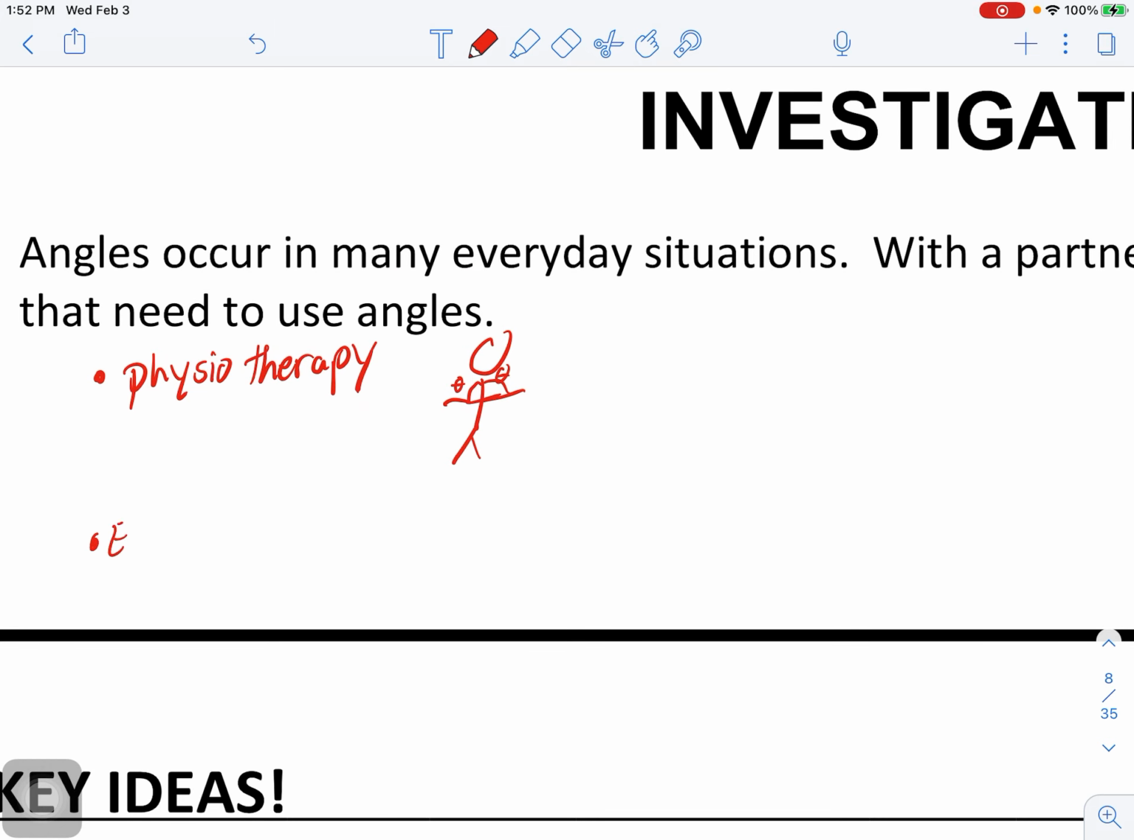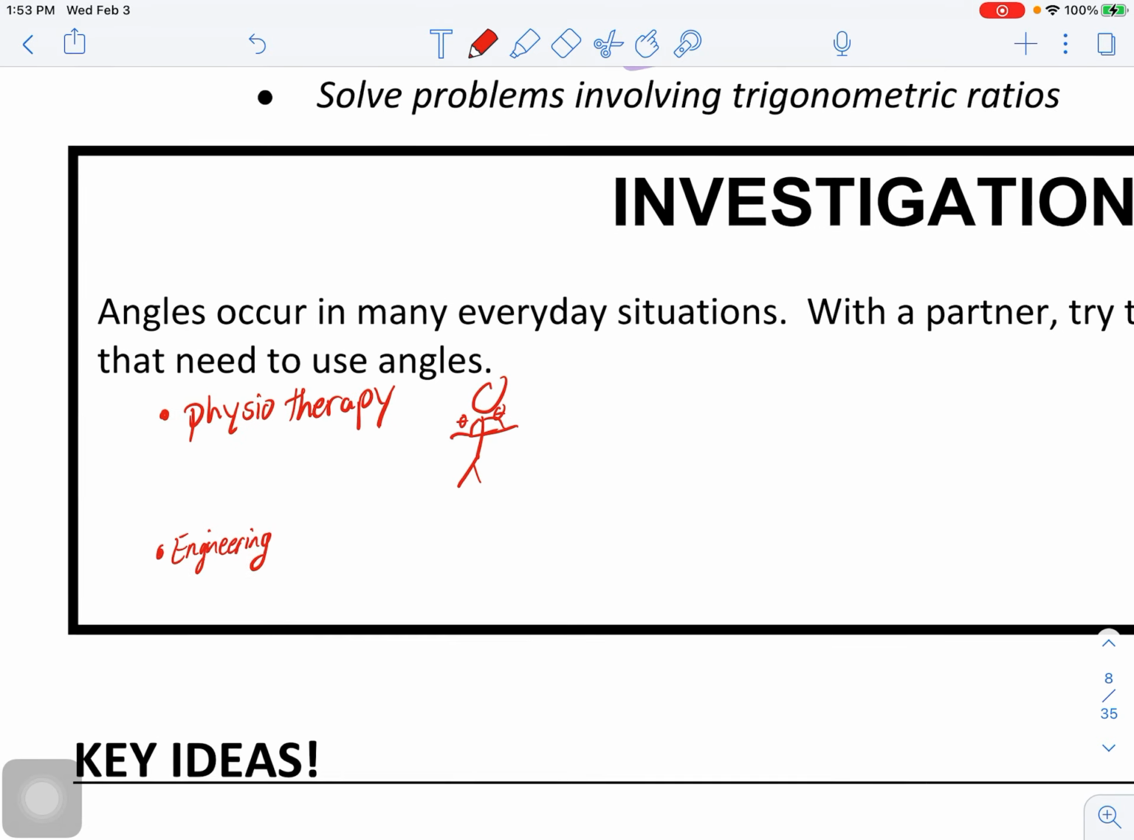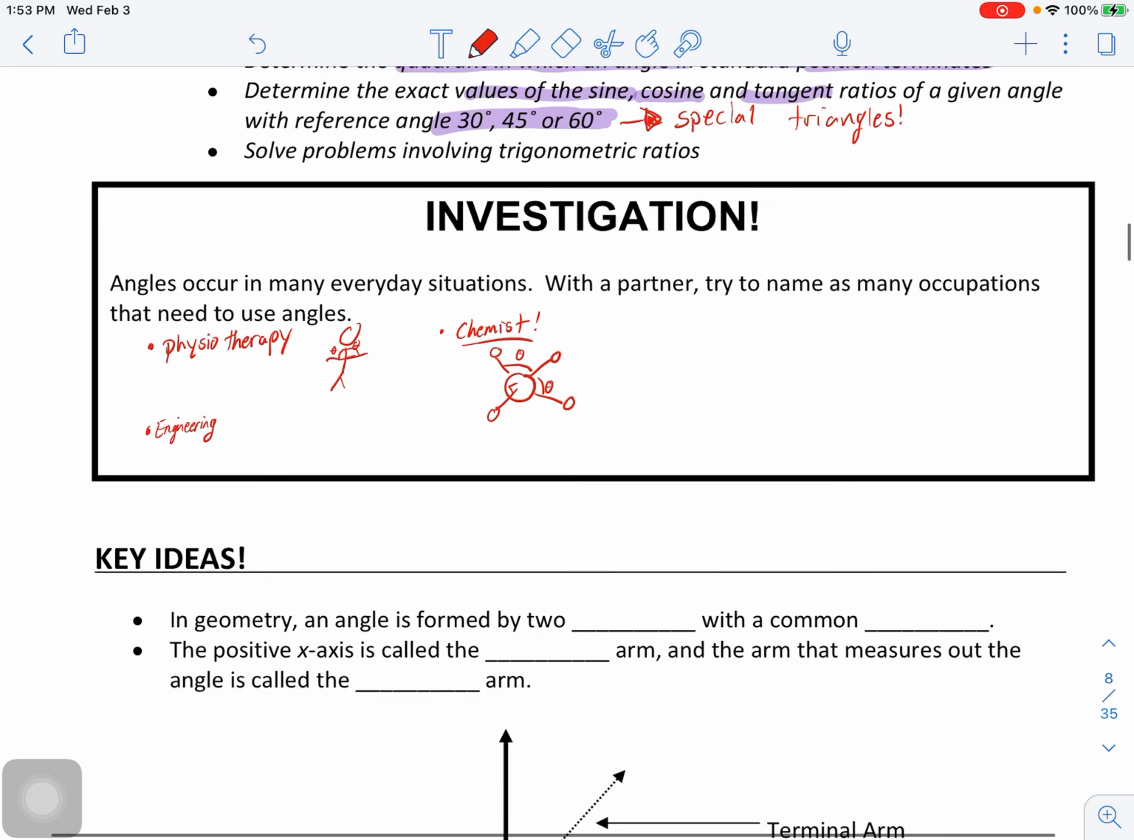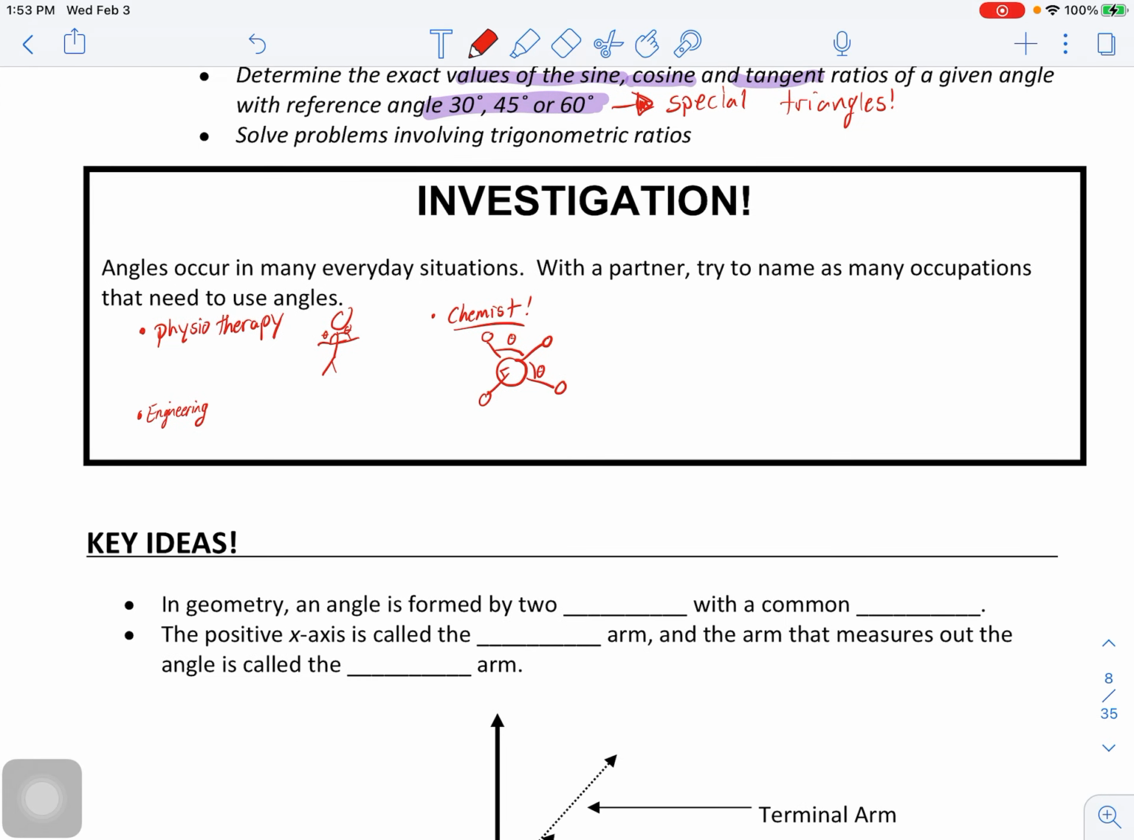Of course, engineering, that one's just an easy, old, boring one. Everybody knows engineering uses angles, but some fun ones as well would be being a chemist or chemistry, because as you get into higher levels of chemistry, you will learn that molecules actually put themselves in different orientations, and you have to know the angles at which they deflect and attract each other. So that's kind of cool. So yeah, there's a bunch of different reasons why we need to know how angles work.